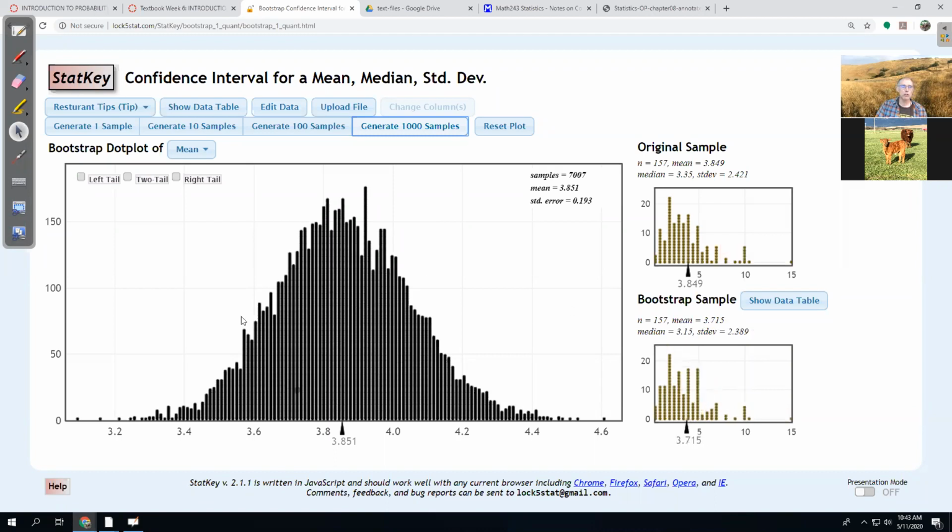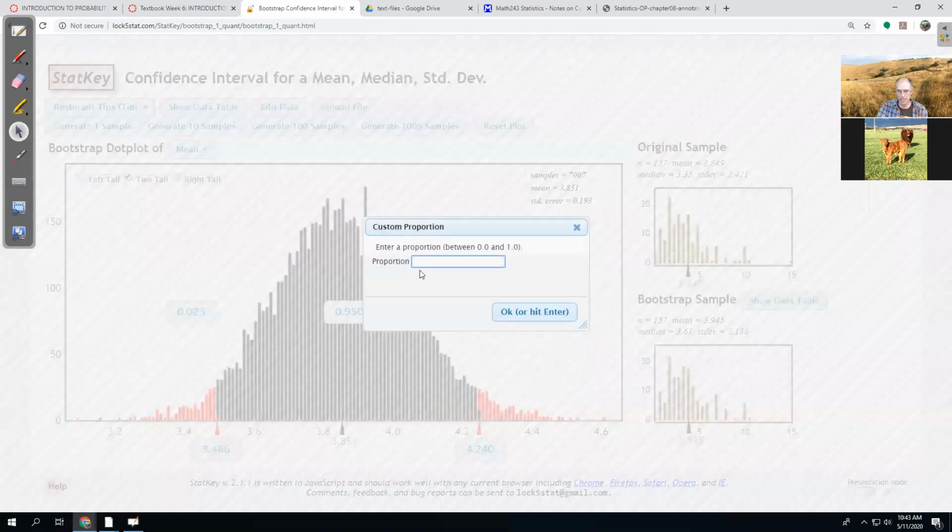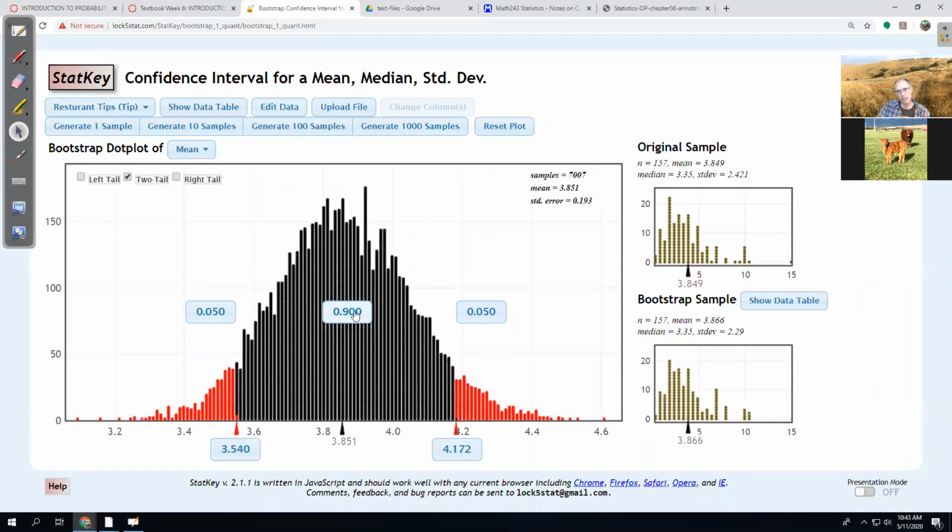So once I have this right here, I then click two-tail, and then I have to decide how many of these samples I want to stick in the middle. The default is 95%, and I'll explain what that means in a moment. You could click on that and change it to 90%, but it's got to be a decimal. So I could put 0.9, and then it says, okay, let's find the middle 90% of all of these averages. So if I do that, let's make a snapshot of this to compare it to another one.